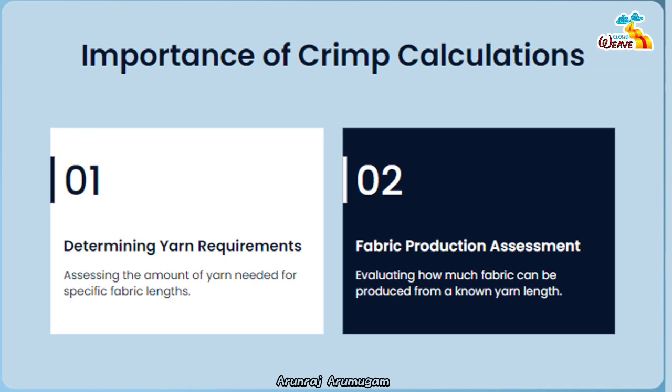Calculating crimp accurately is essential for determining the amount of yarn required for a particular fabric length and assessing how much fabric can be produced from a given yarn length. This is vital for efficient and cost-effective textile production.